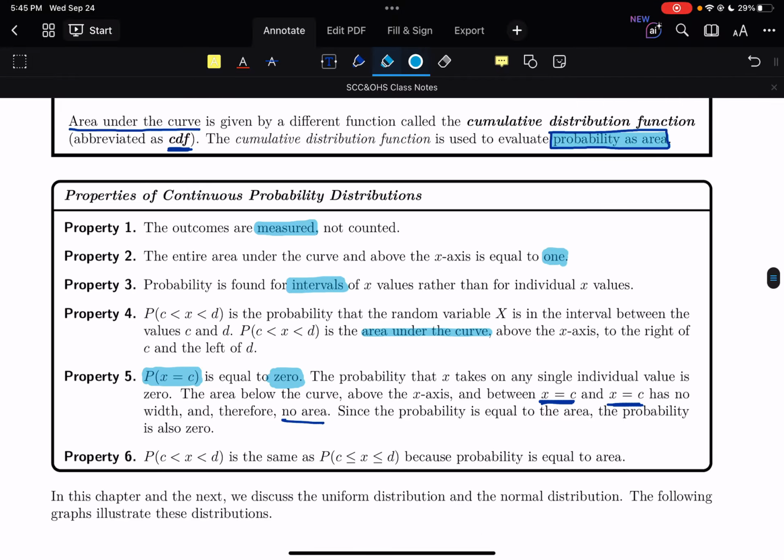So what this tells us is that the probability of x being between c and d is the same as if you included c and d in the interval. So whether you include the endpoints or exclude the endpoints, the probability is going to be the same.